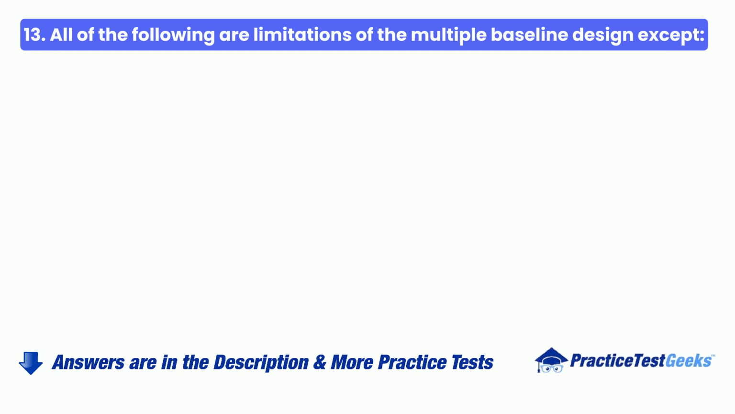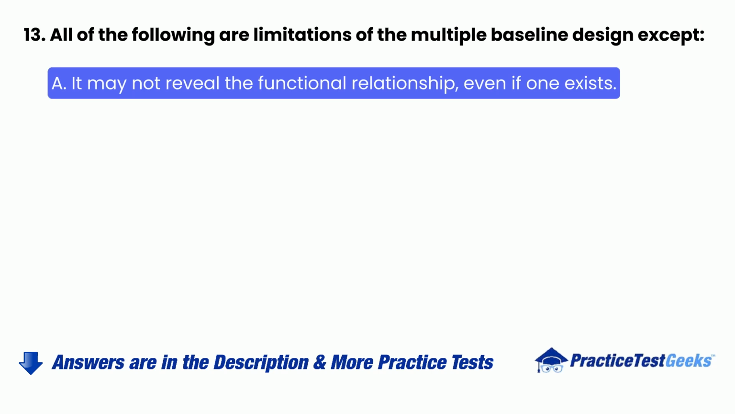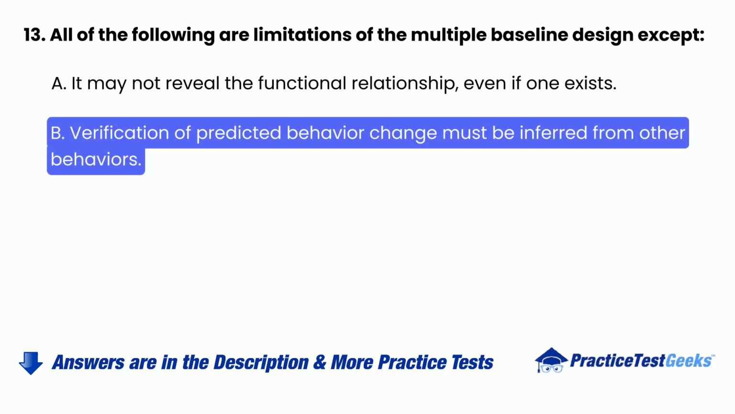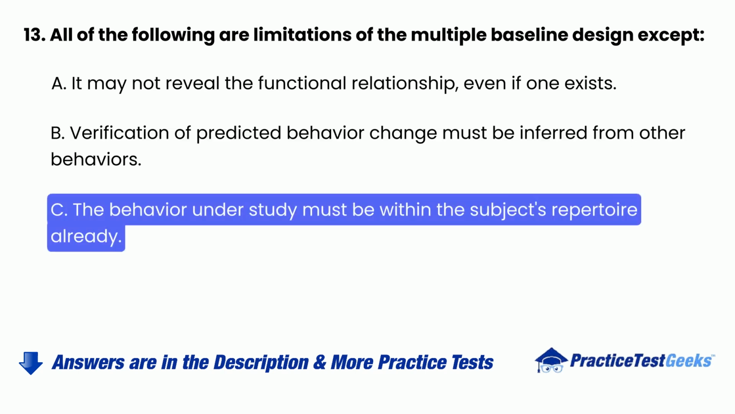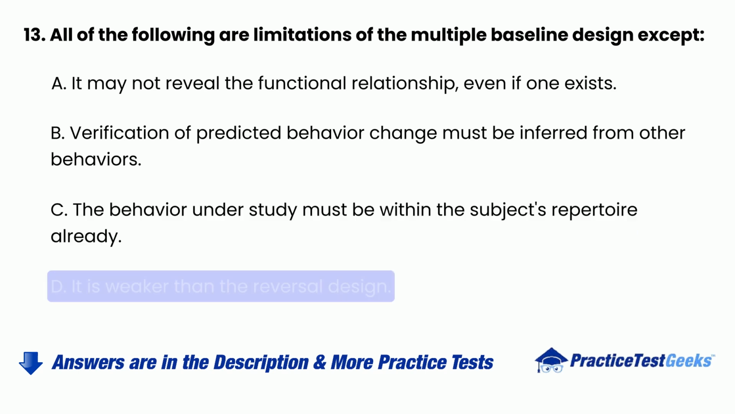All of the following are limitations of the multiple baseline design except: A. It may not reveal the functional relationship, even if one exists. B. Verification of predicted behavior change must be inferred from other behaviors. C. The behavior under study must be within the subject's repertoire already. D. It is weaker than the reversal design.